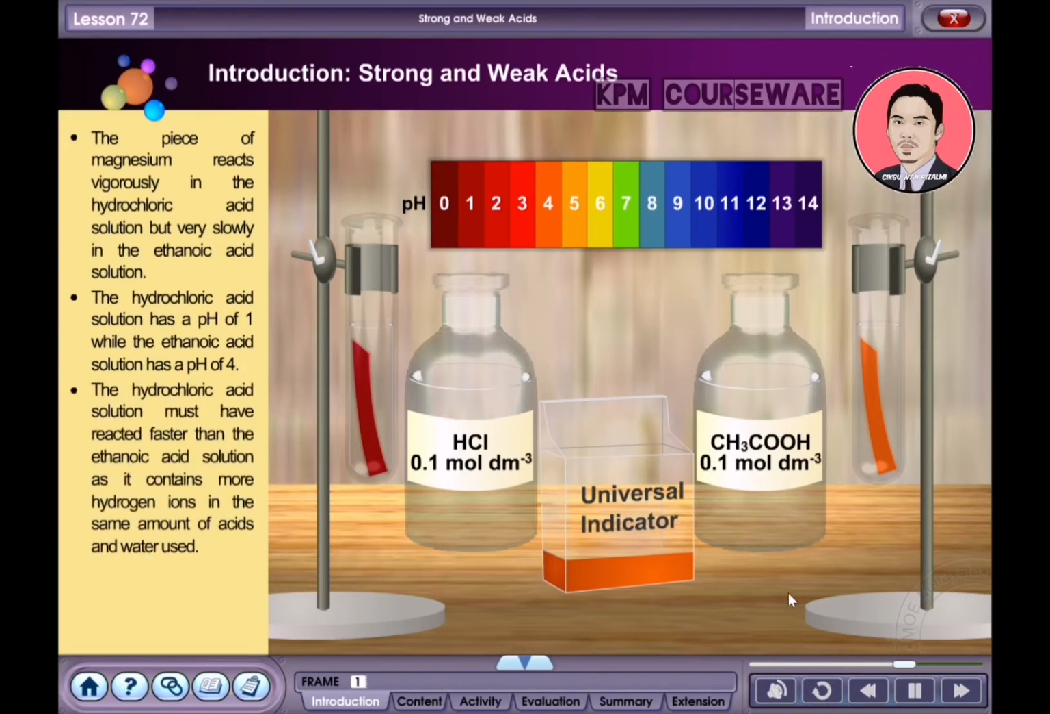The hydrochloric acid solution must have reacted faster than the ethanoic acid solution as it contains more hydrogen ions in the same amount of acids and water used. Hydrochloric acid is thus said to be a stronger acid than ethanoic acid.